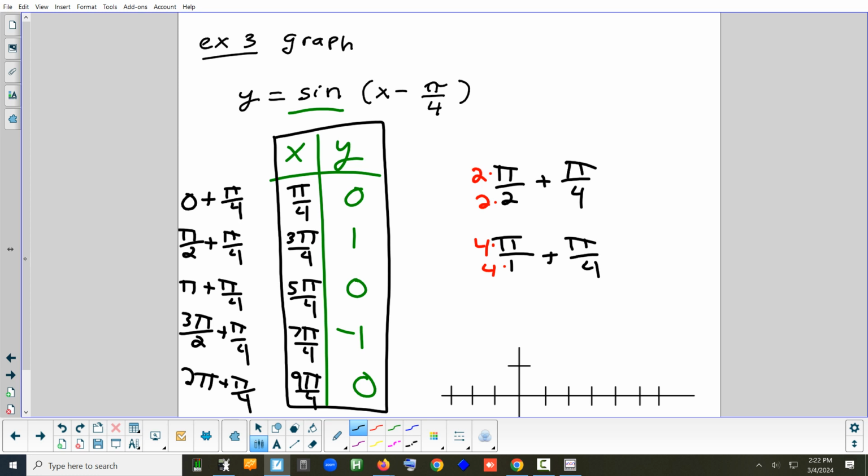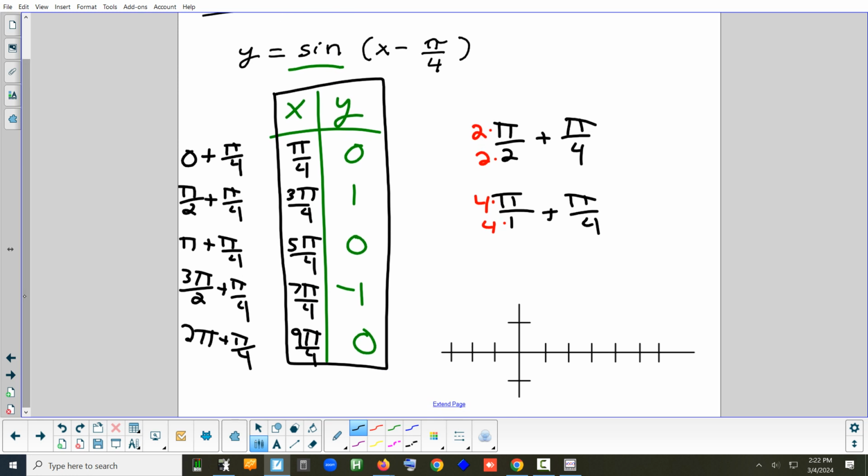Any question on the x's? Don't they have to be simplified? That's as reduced as they can be. There's no common factor between 7 and 4. If it was 8 pi over 4, then yes, you should reduce that to 2 pi.